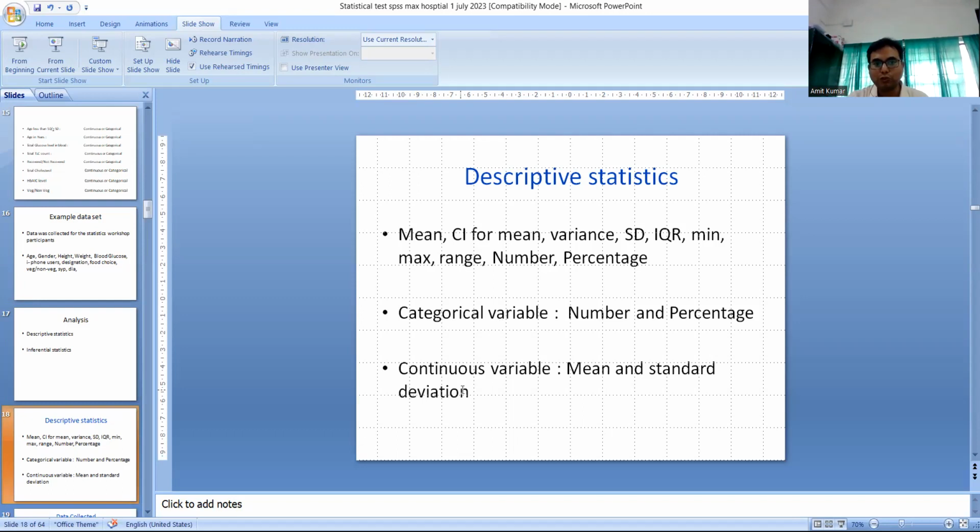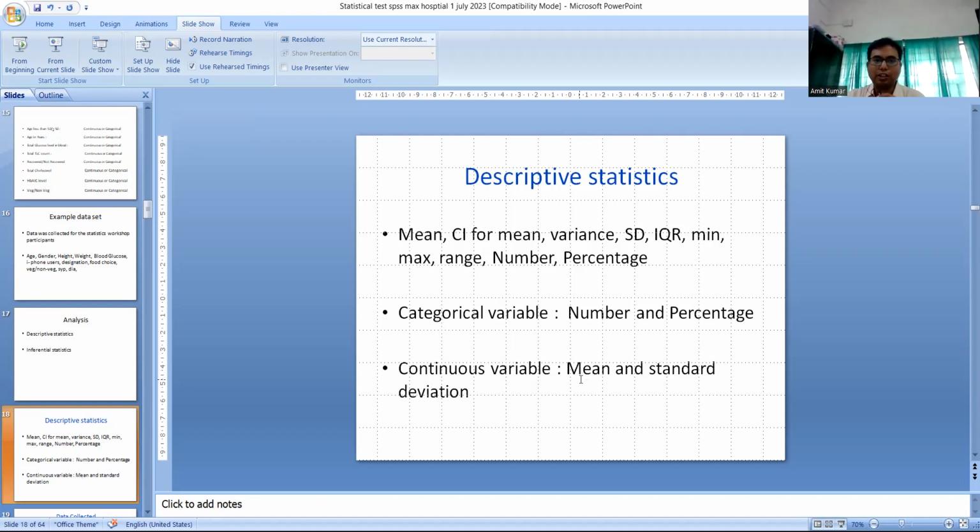For the continuous variable, we use descriptive statistics, mean and standard deviation, for the normally distributed data. Normally distributed data, when data is representative of the population, we can say. And if it is not normally distributed, then we use median and interquartile range. So that you will see in the descriptive statistics part.